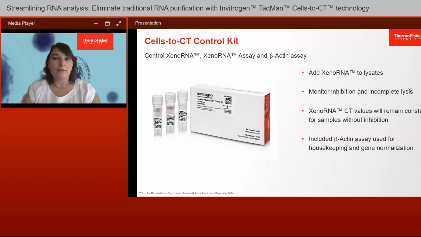The kit also includes not only the xeno-RNA itself, but the xeno-RNA assay, so you'd be able to interrogate for that, as well as beta-actin as a housekeeping gene for normalization.